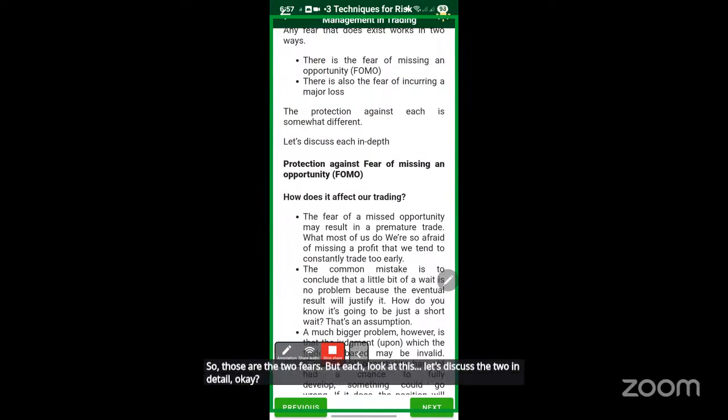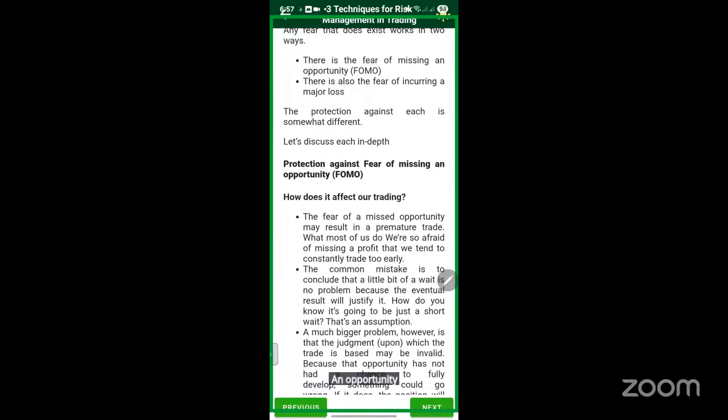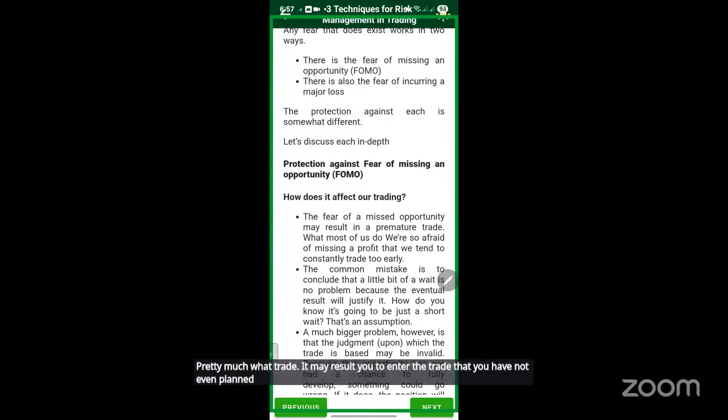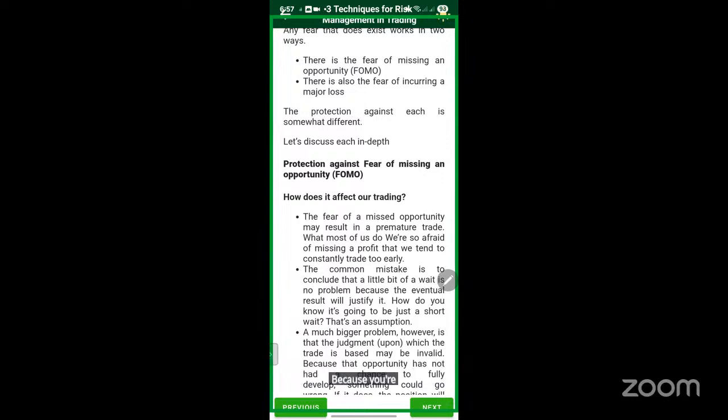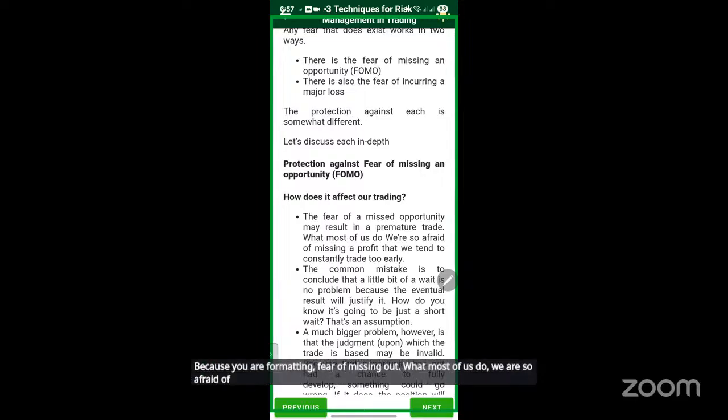Okay, risk management, protection against fear of missing out an opportunity. How does it affect our trading? The fear of a missed opportunity may result in a premature trade. It may result in you entering a trade that you have not even planned before because you are afraid of missing out. What most of us do, we are so afraid of missing a profit that we tend to constantly trade too early. You understand?